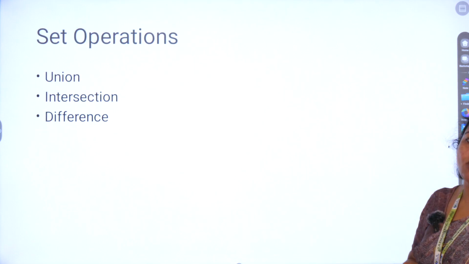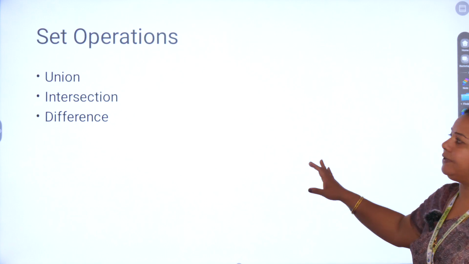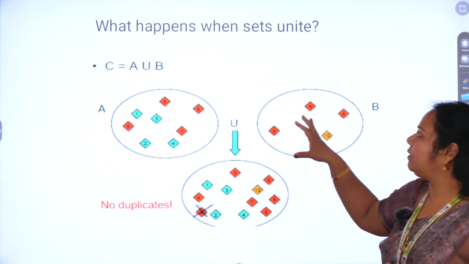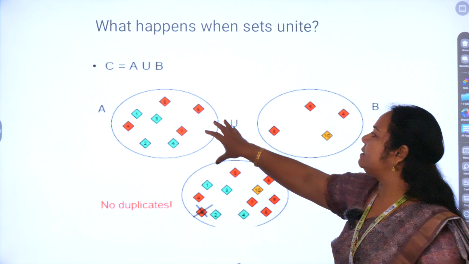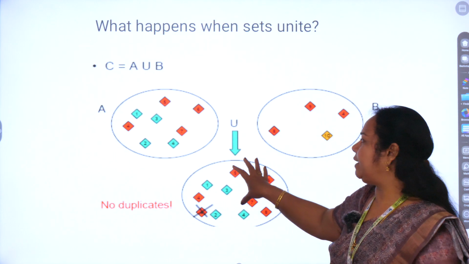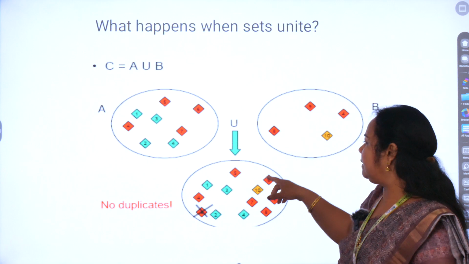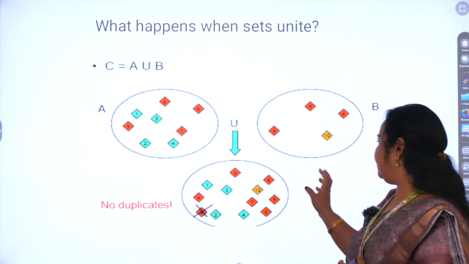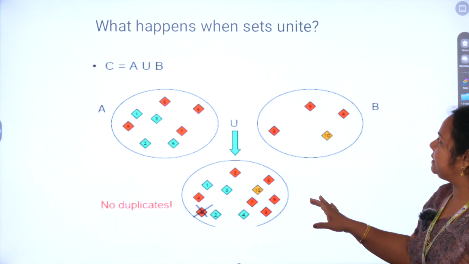Common set operations are union, intersection and difference. This is a normal case of a union operation: this is a set A and this is B. How do we get the answer for A union B? The repeated contents, that is, no duplicates will be available in the resultant set.